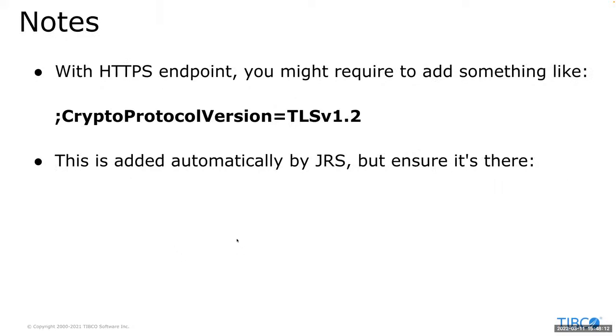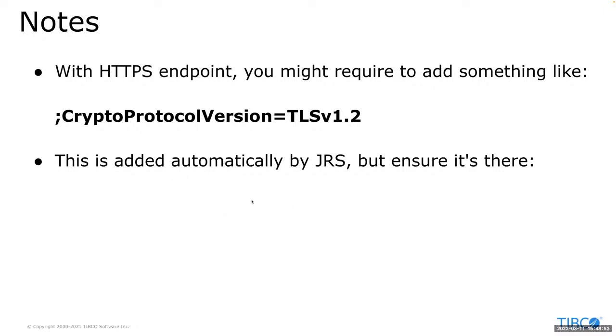A couple of notes. When you have HTTPS endpoints, you might be required to add this property to the URL. I'm not going to explain it; there is a problem of compatibility. So if it just works, don't worry about it. But if you notice an error with SSL, you might need to add this particular property of Arc. And then the other property that needs to be there is transaction mode equal ignore.